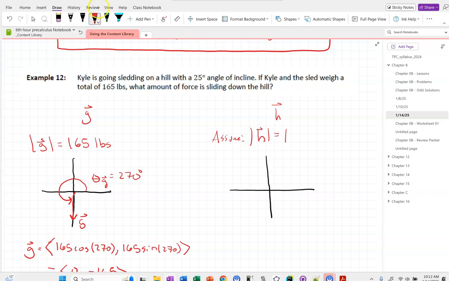Now if I draw my hill vector, my sled's kind of going downhill, right? Everybody agree with that? And it tells us the angle of incline is 25 degrees. So that's a 25-degree angle, right? Everybody agree? From geometry, I remember that alternate interior angles are congruent.